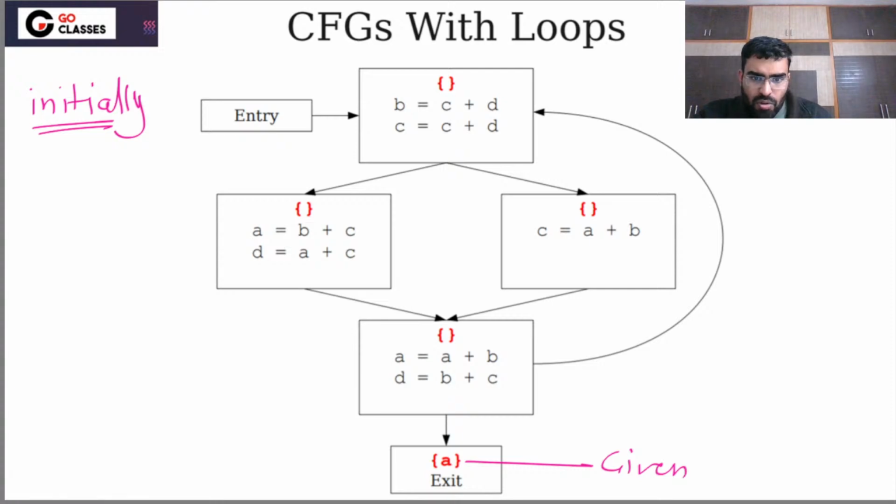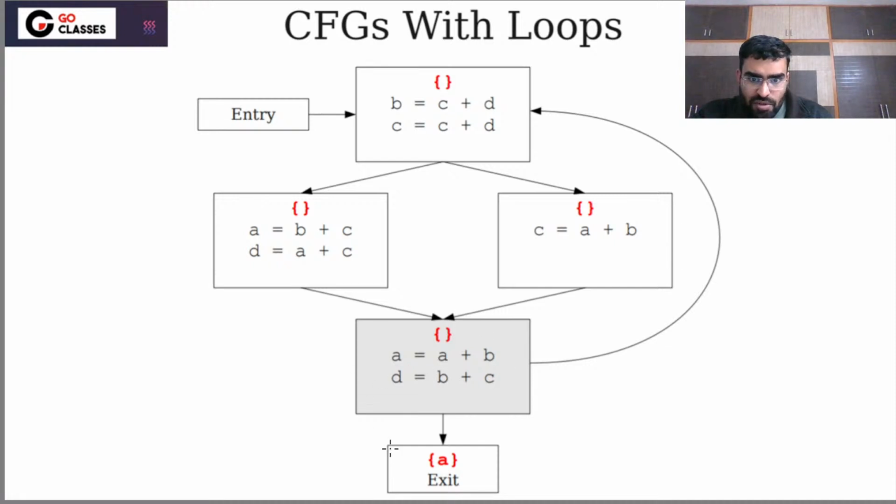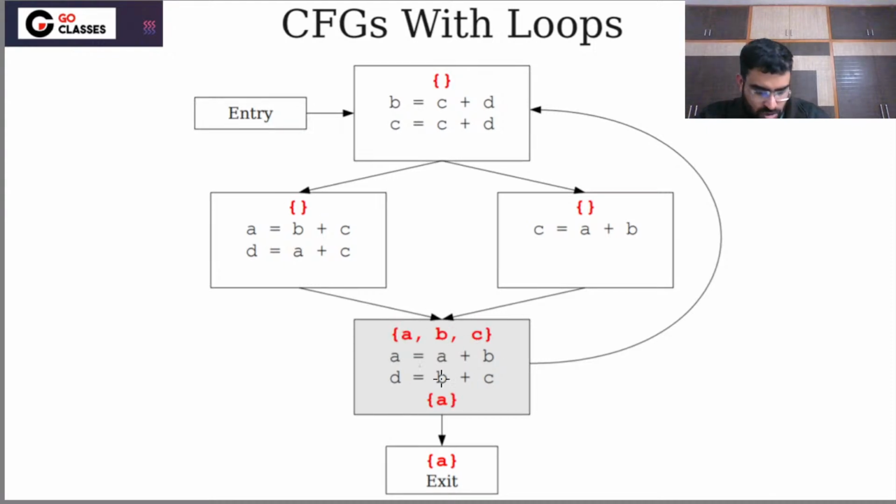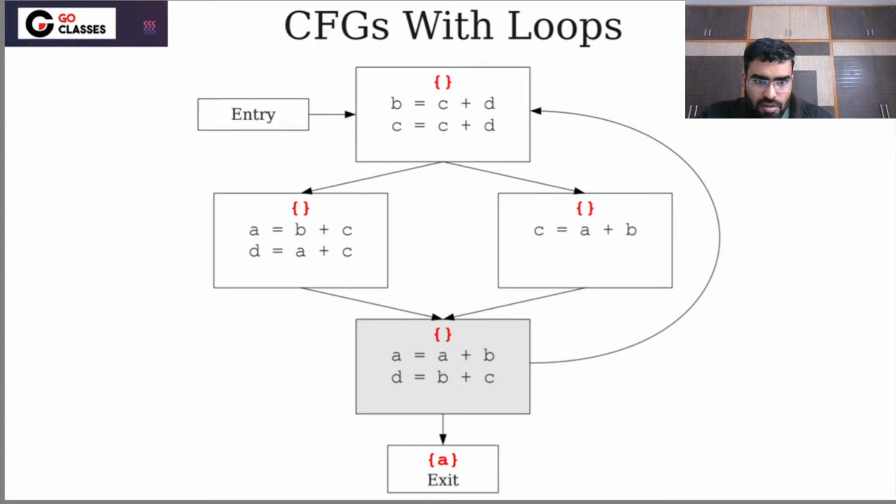Now what to do? Go backward. Remember, always go backward. First we will do this block. Tell me, when we do this block, what are we going to get? Can anyone tell me what I am going to get here? ABC, yes or no? So here I am going to get ABC. Is this point clear?